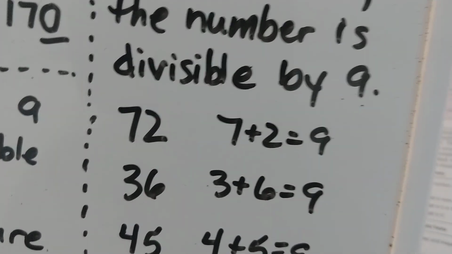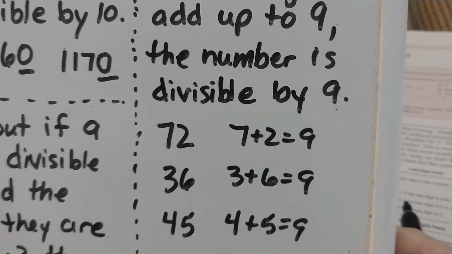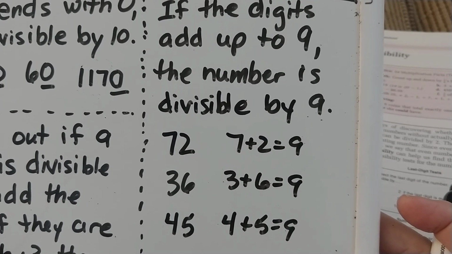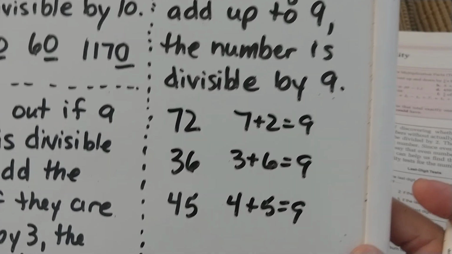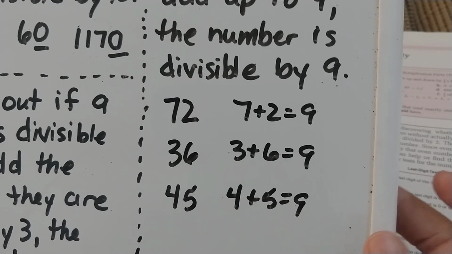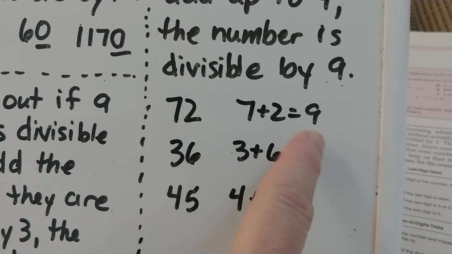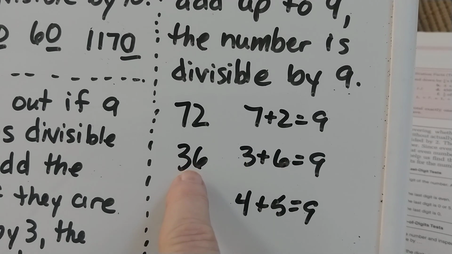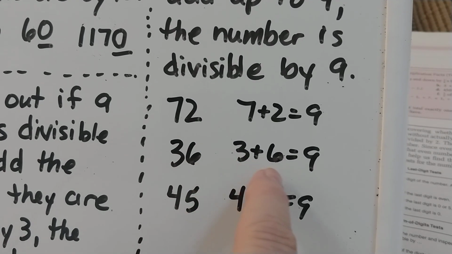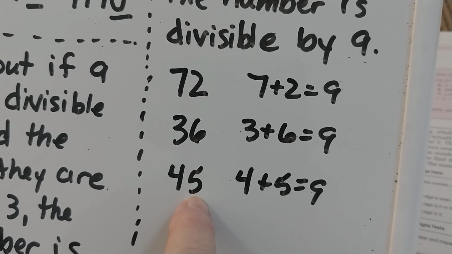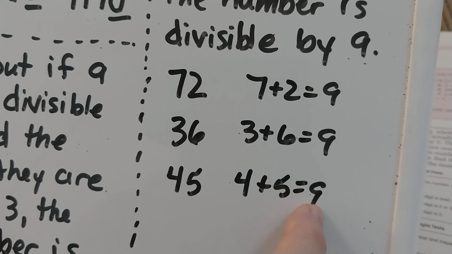The last trick that we're going to do is if the digits add up to 9, the number is divisible by 9. So 72 is divisible by 9 because 7 plus 2 equals 9. 36 is divisible by 9: 3 plus 6 equals 9. 45 is divisible by 9: 4 plus 5 equals 9.